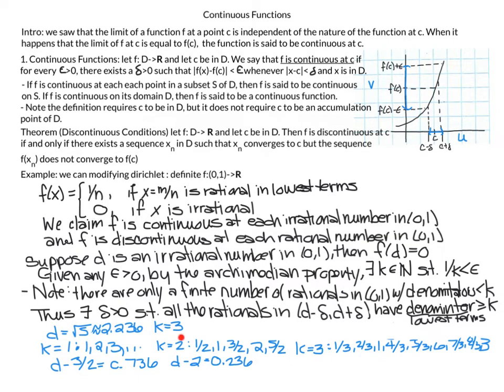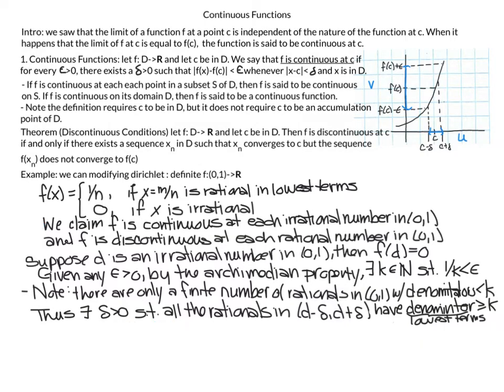So the difference between these rationals and d, the closest we can get is somewhere in here between 3/2 and 2, and it's actually at 2, we're only 0.236 units away from d. Now if we set delta to something less than 0.236, maybe delta equals 0.2, then we're looking at the interval 2.036 and 2.436. And in here, the set of rationals in this interval all have denominator greater than or equal to 3.